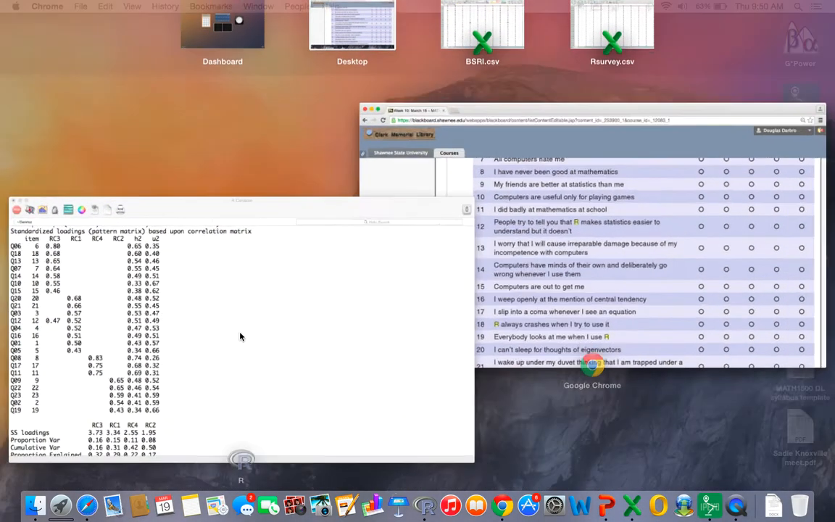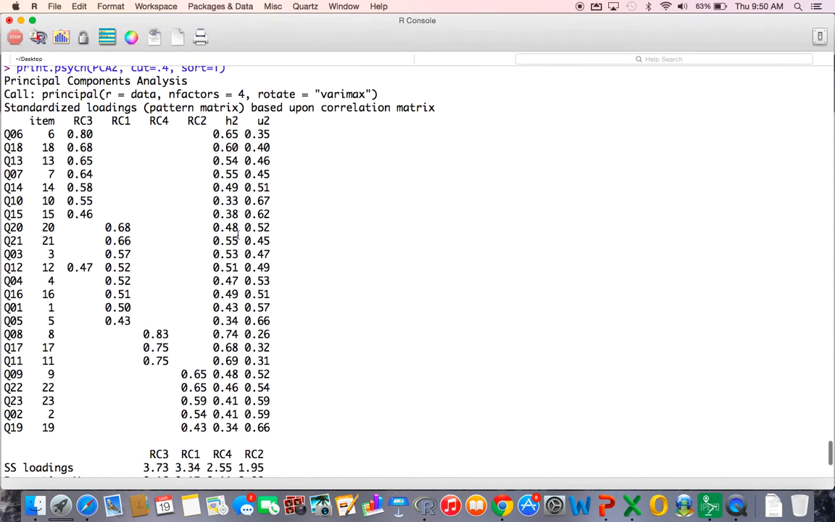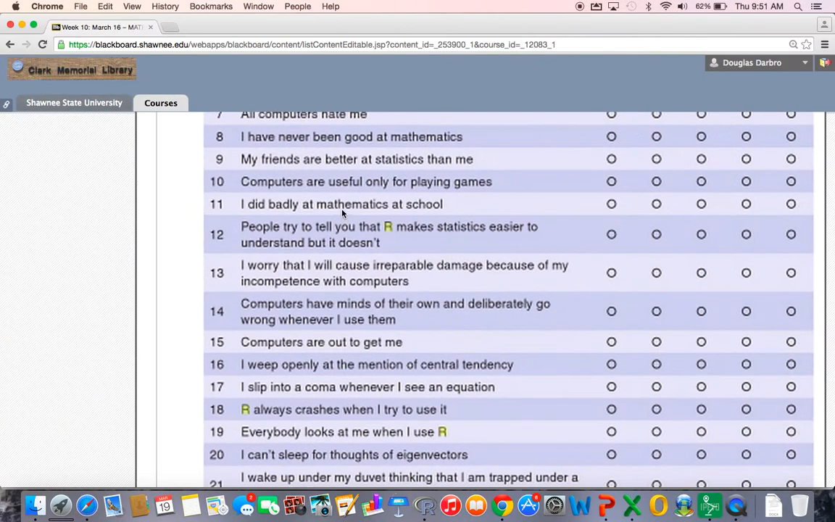Let's go on through the next one because this turns out to be kind of the hardest part. Let's look at component number 3. So I'm going to write these down. So 6, 18, 13, 7, 14, 10, and 15. And again, with this question 12, even though it loaded above 0.4, we're going to have it on component 1. So component number 3 here, let's look at these questions and see if we can determine something that's common.